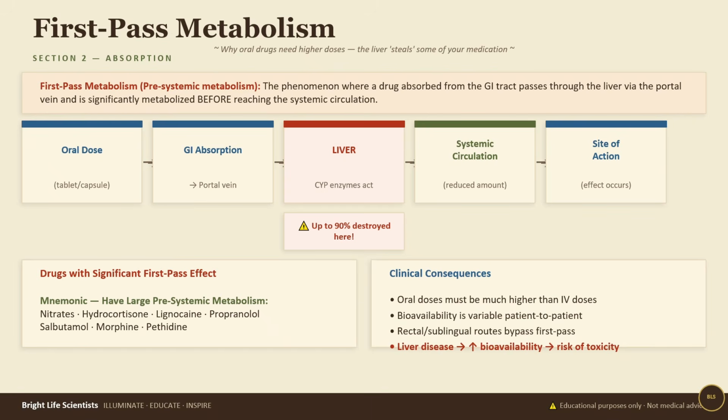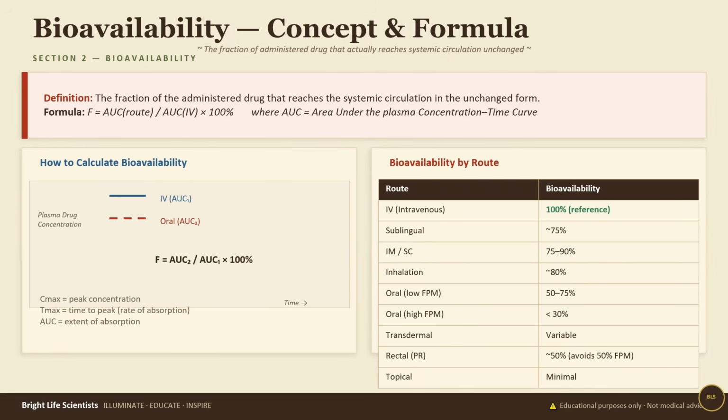of toxicity. Now let's talk about bioavailability, the concept itself and the formula. So what is bioavailability? Usually bioavailability is abbreviated as F, which is the fraction of the administered drug that actually reaches the systemic circulation in its unchanged form. Bioavailability is the fraction of the administered drug that actually reaches the systemic circulation in its unchanged form.